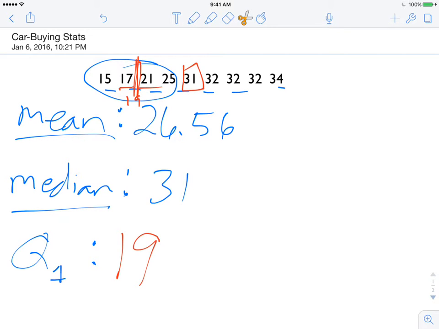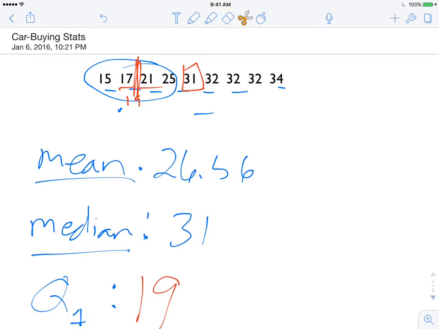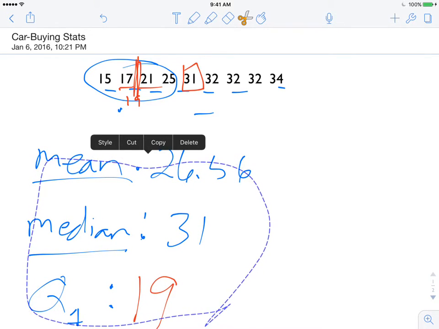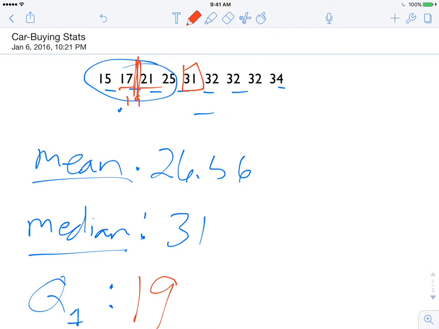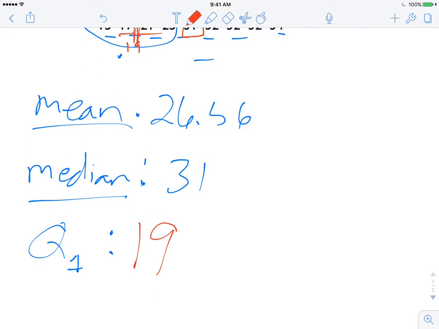All right, I'm going to move some of this stuff. There we go. That'll give me a little bit more space. All right, so hopefully that all makes sense. Mean, median, first quartile.